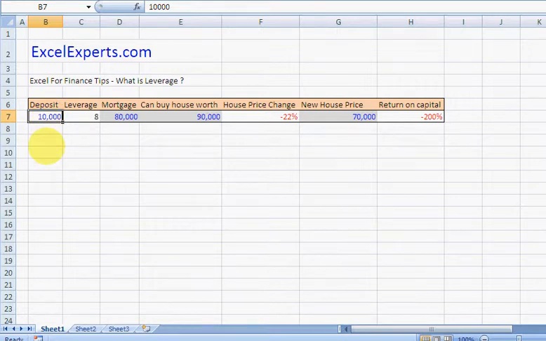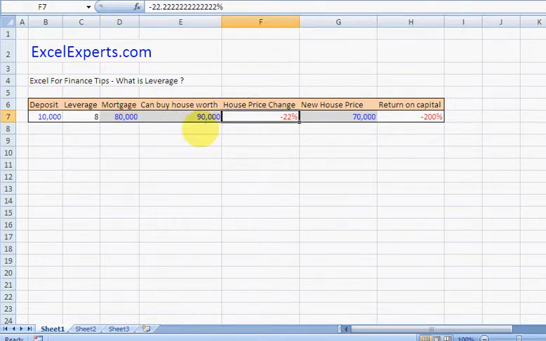So suppose we buy a house. Most people are familiar with buying houses, and it is the biggest form of leverage that most people will ever take. So you put a 10,000 deposit with a mortgage of 80,000. Your leverage is 8 because you're borrowing 8 times your deposit, and you can now buy a house worth 90,000.